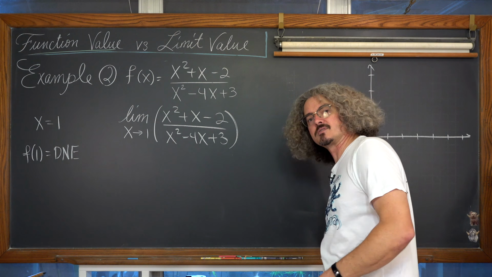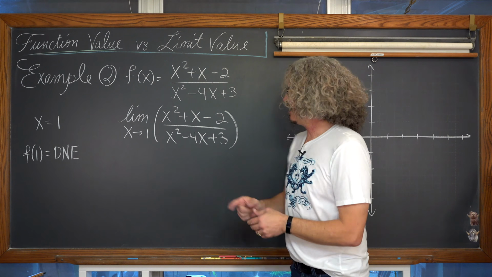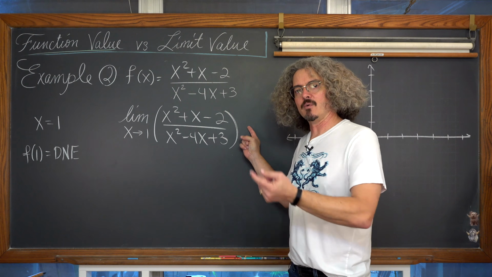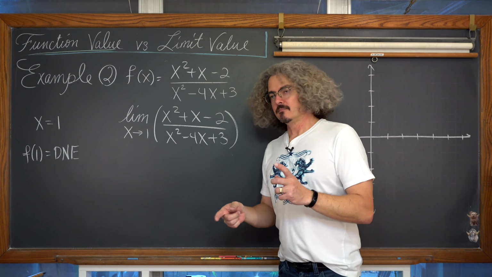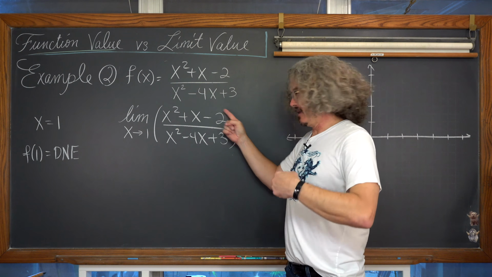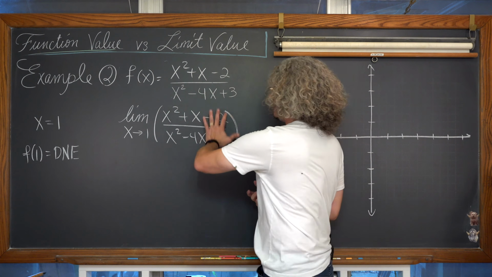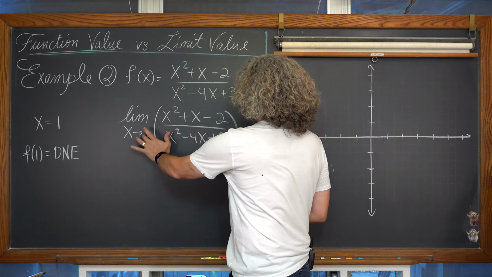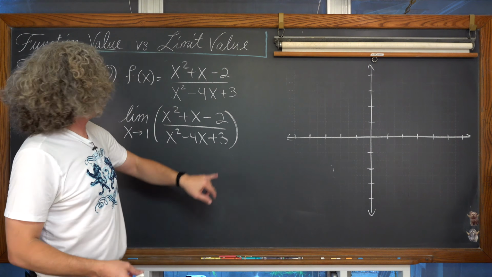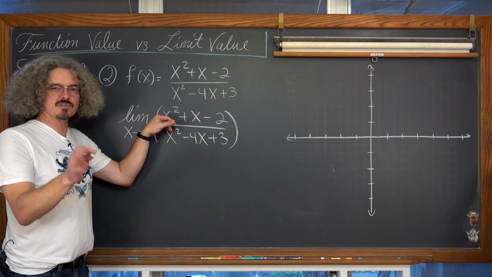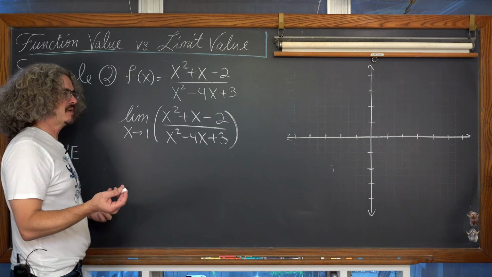We're going to look at the picture in a second, but right now we're going to evaluate this limit analytically, not with a picture. We're going to do that by factoring, trying to simplify this fraction to see if something nice happens that allows us to plug 1 in and get an answer. We're going to factor the numerator. We have a leading coefficient of 1, so what factors of negative 2 add to 1? Positive 2 and negative 1.